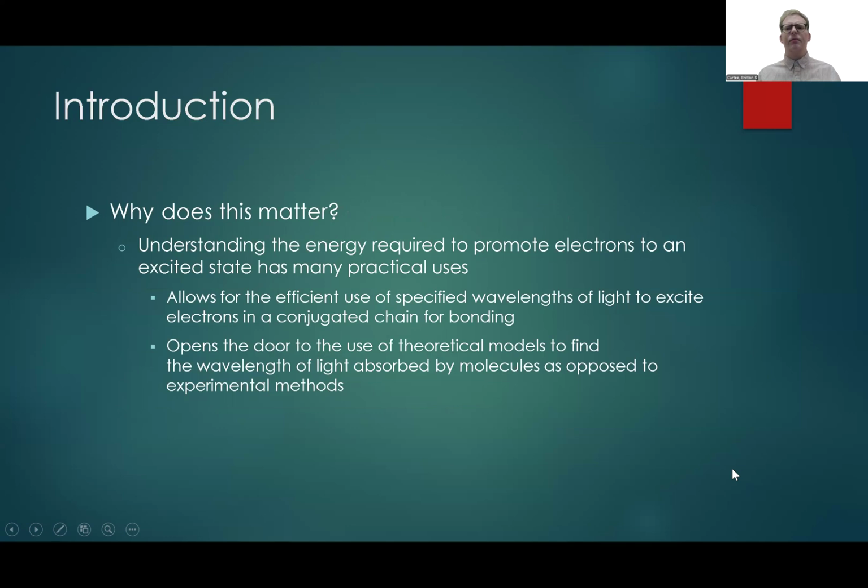So why does this matter? Why do we care? Understanding the energy that is required to promote electrons to an excited state has very many practical uses. If we're looking on the organic chemistry side of things, we could efficiently use light of particular, very specific wavelengths to excite the electrons that we find in this conjugated chain. And it's going to make those electrons more available to bond with other molecules, and that would make it very easy to do so. We can just use a specific wavelength of light, be very efficient with it.